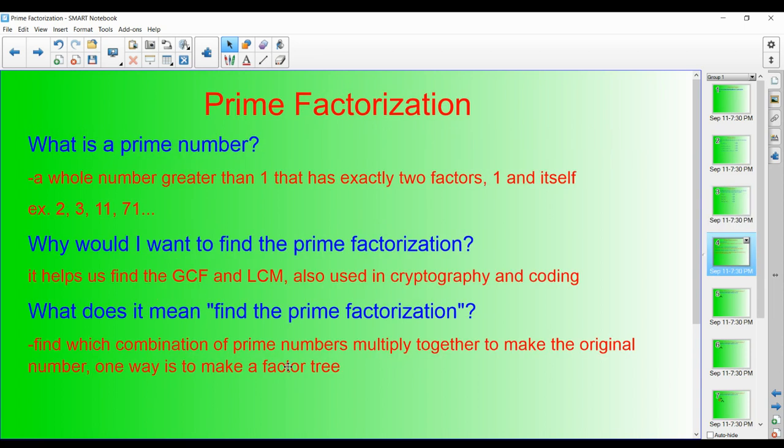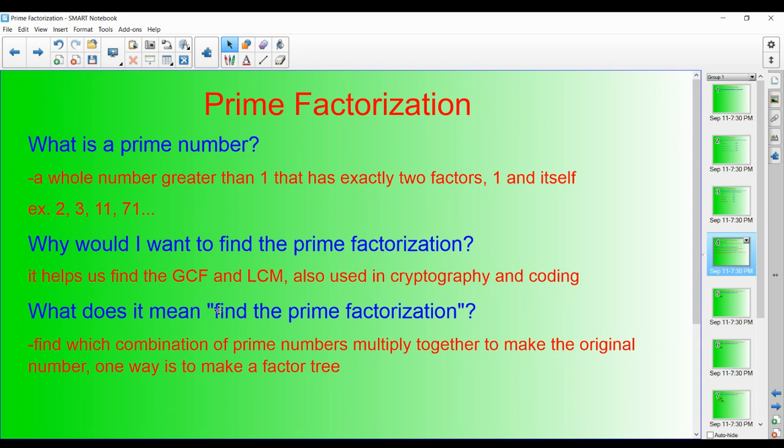So what is a prime number? A prime number is a whole number greater than 1 that has exactly two factors, 1 and itself. So 2 or 3 or 11, 71. Can't factor them any further without using a 1. So the prime factorization is very helpful. It helps us find the greatest common factor, the least common multiple, and it's also used in advanced math and topics such as cryptography and coding.